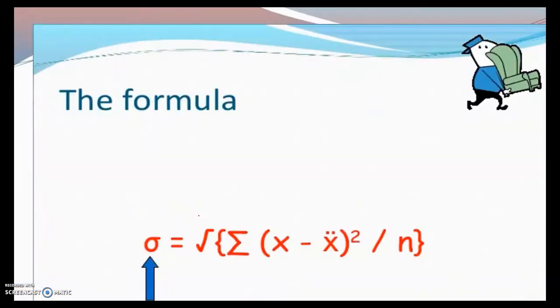Children, this is the formula for calculating standard deviation. Standard deviation is denoted by sigma. So, sigma is equal to root of sigma x minus x bar all square divided by n. Once more, root of sigma x minus x bar square all divided by n.